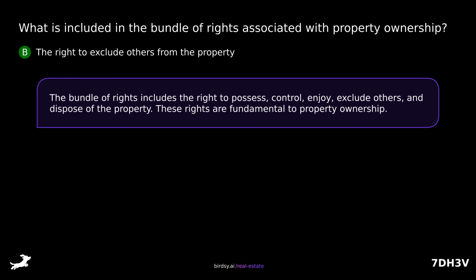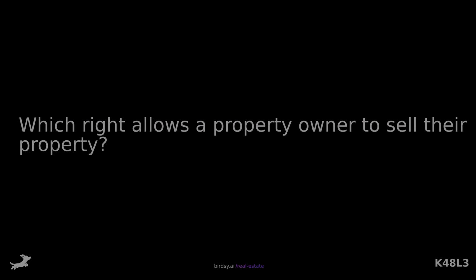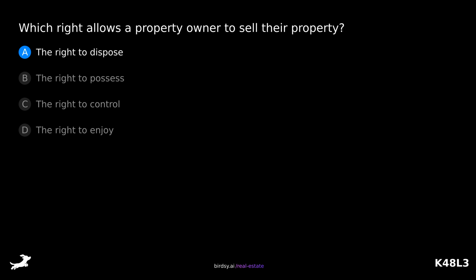The bundle of rights includes the right to possess, control, enjoy, exclude others, and dispose of the property. These rights are fundamental to property ownership. Which right allows a property owner to sell their property? Is it A, the right to dispose, B, the right to possess, C, the right to control, or D, the right to enjoy? The answer is A, the right to dispose.